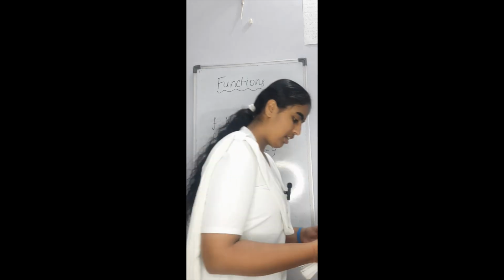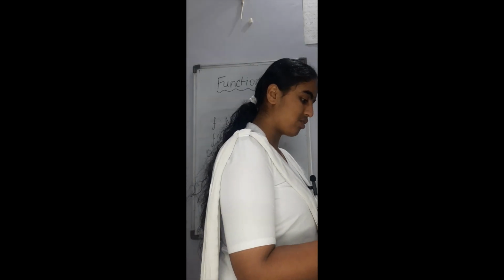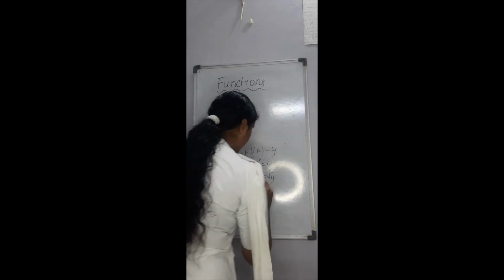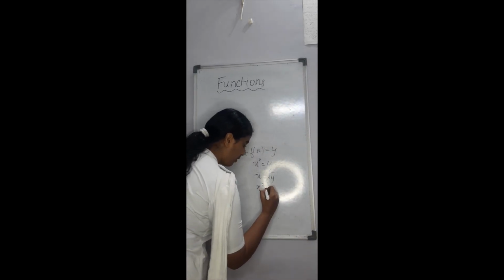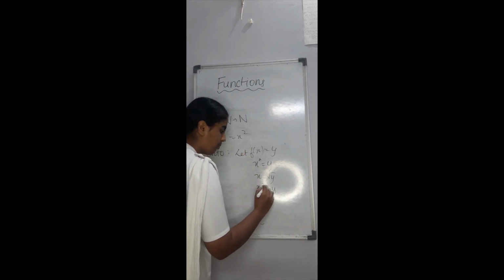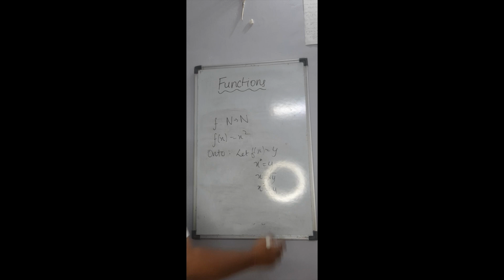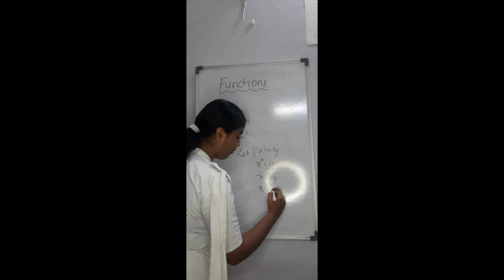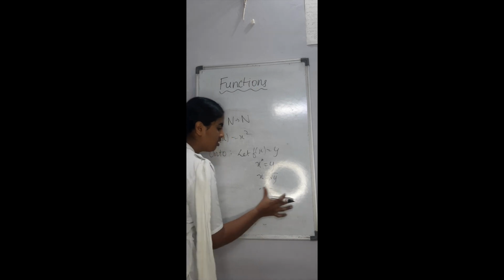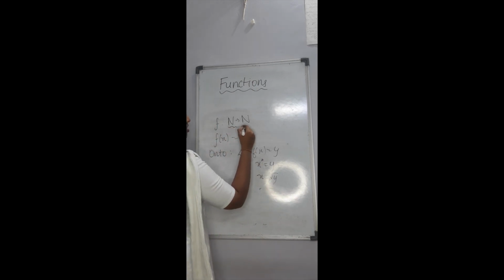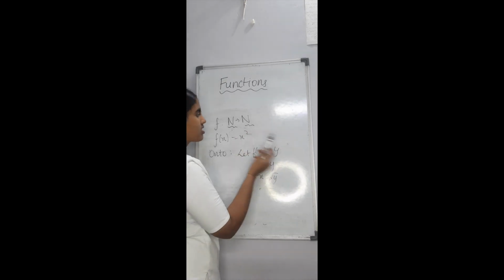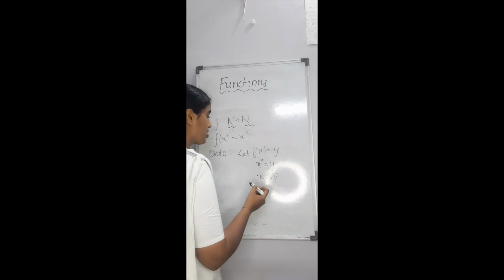Now if we say that x is equal to root y, then technically x square could be plus minus y. X square could be equal to plus minus y. Now since our function is defined from natural numbers to natural numbers, our domain is natural numbers, range is natural numbers, codomain is natural numbers.